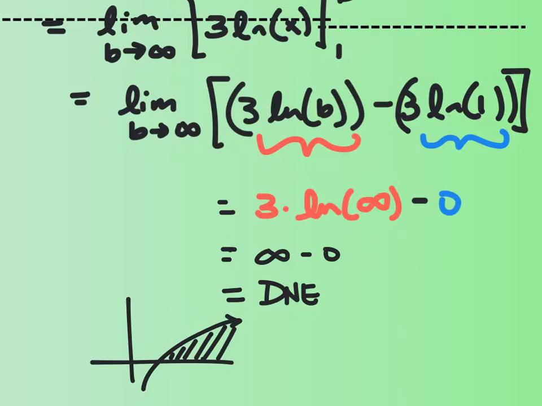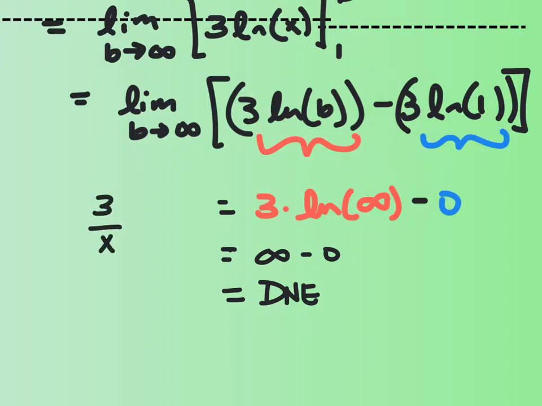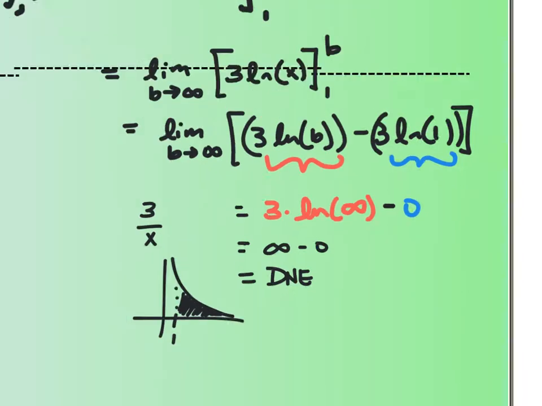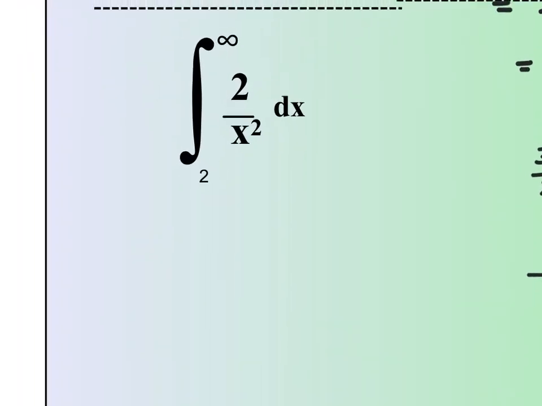And actually, if we look at the graph of the original, I think it was 3 over x, it would look like this. Right, if we went from 1 out to infinity, we're not able to come up with a value for that area under that curve, therefore it doesn't exist. Okay, so let's switch it up a little bit.